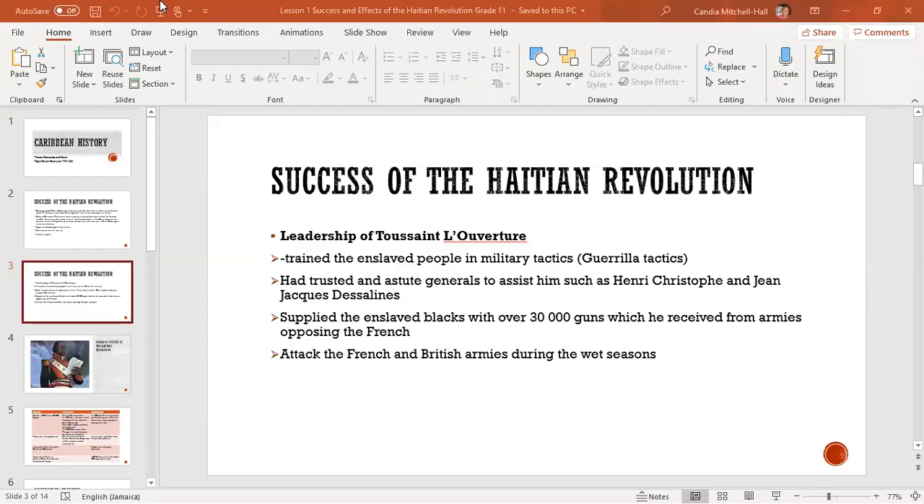The question is, why did Toussaint Louverture attack the French and the British armies during the wet season? Anyone want to answer? Why do you think they would have tried to attack during the wet season?